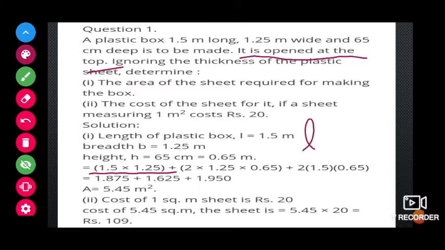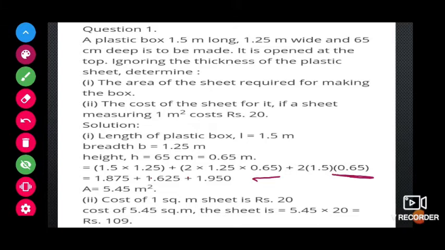So the formula will be LB plus, for the remaining faces, 2BH plus 2HL. Now we will apply the formula, that is, we will substitute the values: 1.5 into 1.25, next 2 into 1.25 into 0.65, next 2 into 1.5 into 0.65.